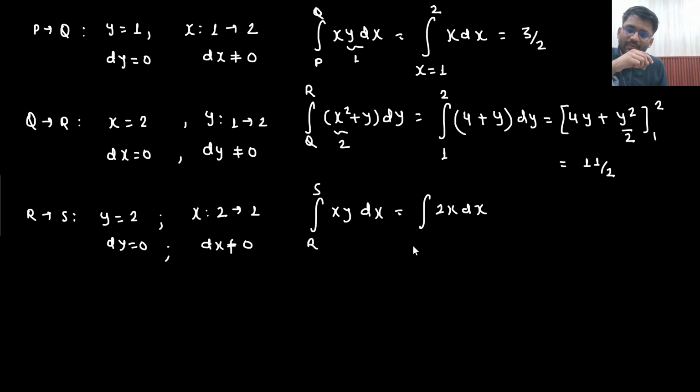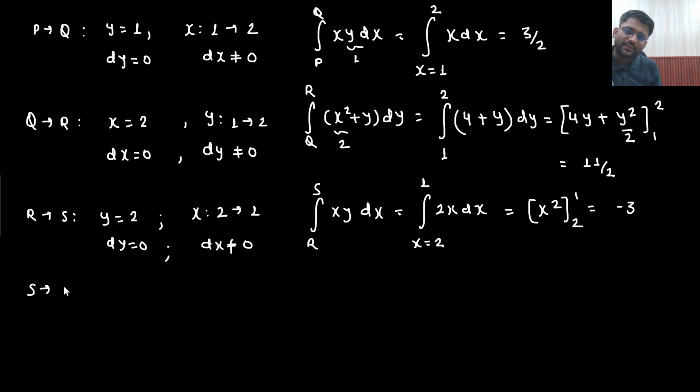Limit of x is going from 2 to 1. So x square from 2 to 1, minus 3.